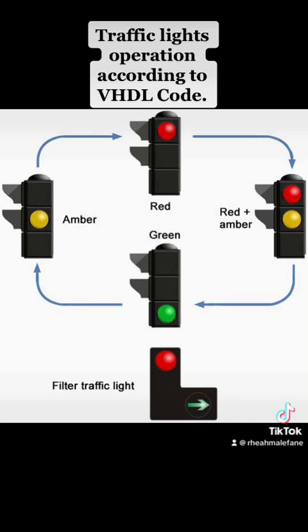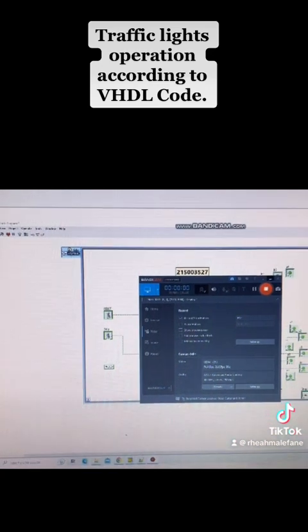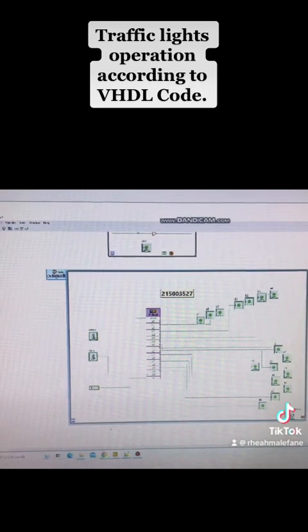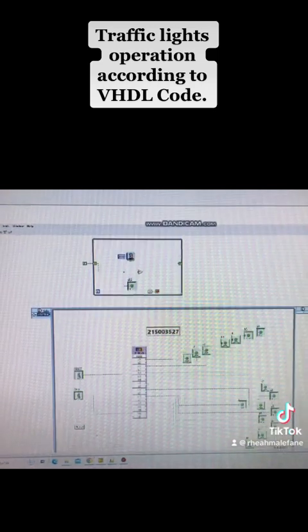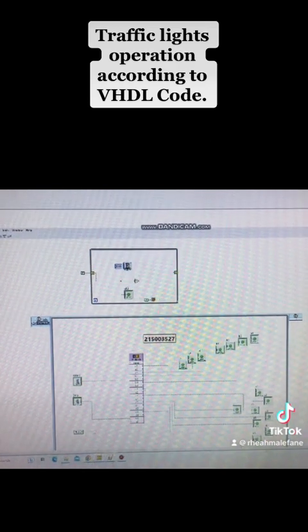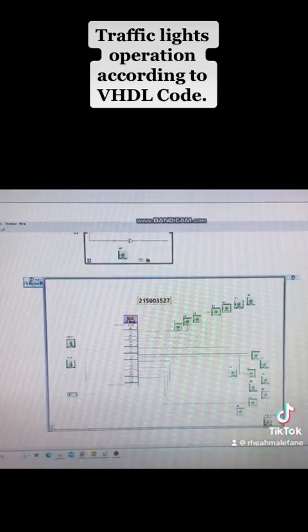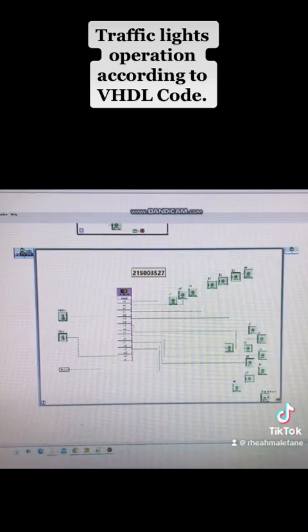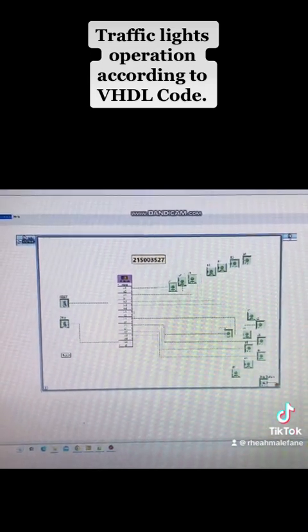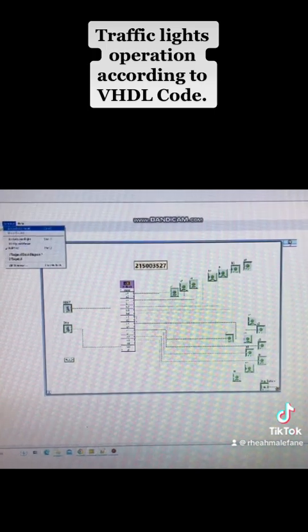In our operation we have four states A, B, C and D, whereby in state A, A1 is red, A2 amber, A3 green, B1 arrows, B2 green, B3 amber, B4 red, C1 red, C2 amber, C3 green, C4 and C5 are arrows, D1 red, D2 amber, D3 green and D4 are arrows.